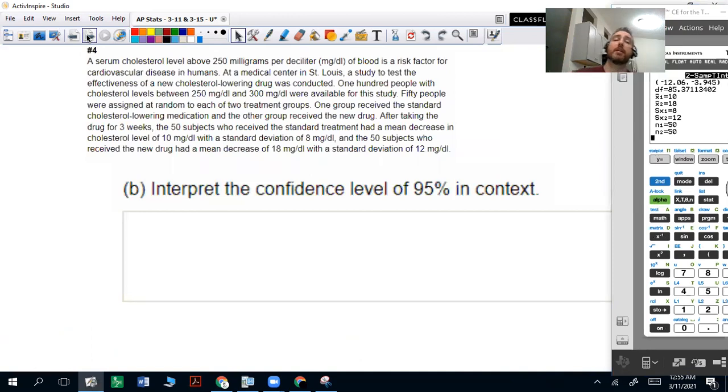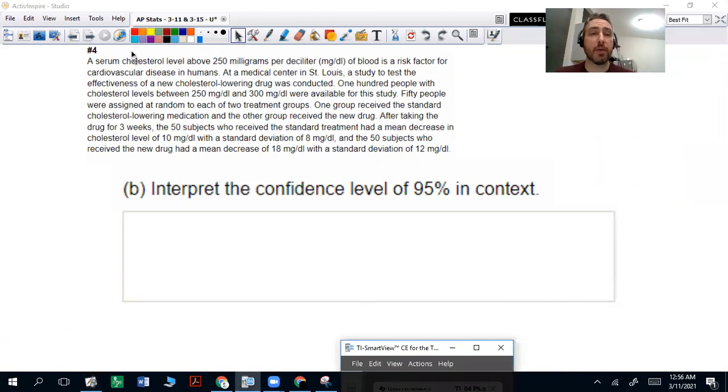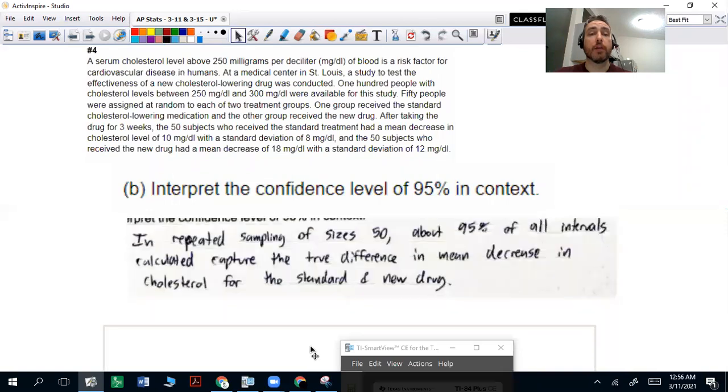And finally, interpret the confidence level of 95% in context. Now, I've had some people have issues with interpreting a confidence level. So remember, it's not the same as this. Confidence level is if you had all the possible different intervals that you constructed using the same sampling procedures, 95% of those intervals would capture the true parameter, the true mean difference in this case. In repeated sampling of size 50, about 95% of all intervals calculated capture the true difference in mean decrease in cholesterol for the standard and the new drug.